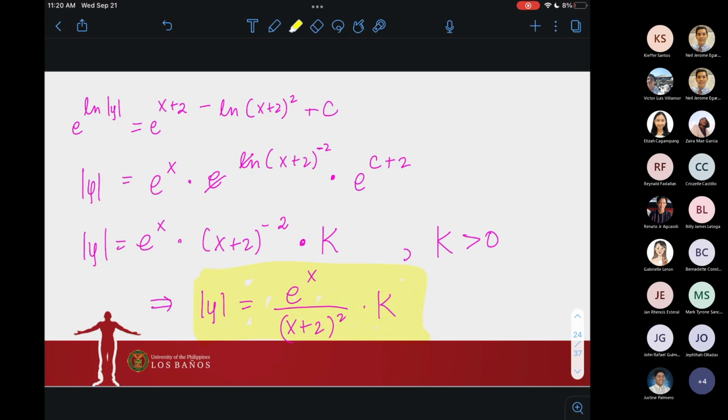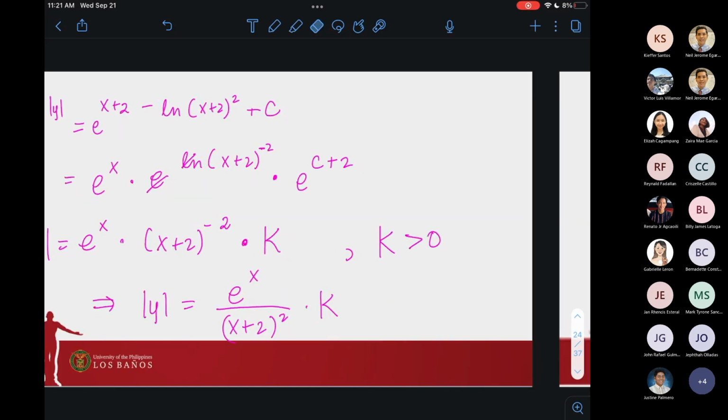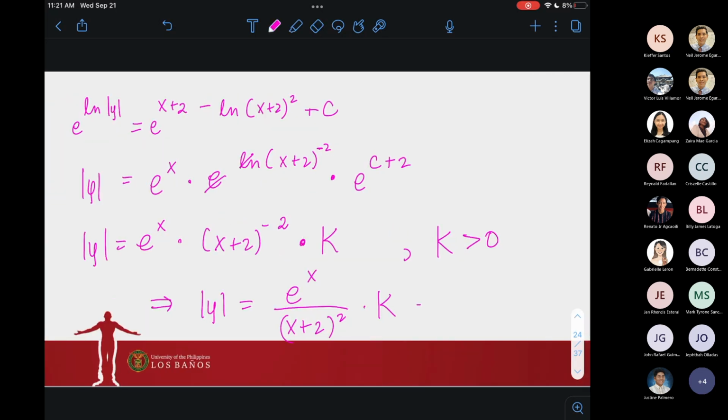And yeah, you can leave your answers like this. So that means the explicit solution, y is either equal to k times e to the x over x plus 2 quantity squared, or it is equal to negative e to the x times k all over x plus 2 quantity squared. Oh, that tells me, pwede pala na isulat ko na lang to as y equals e to the x over x plus 2 quantity squared times, say, capital L, where L is any constant.